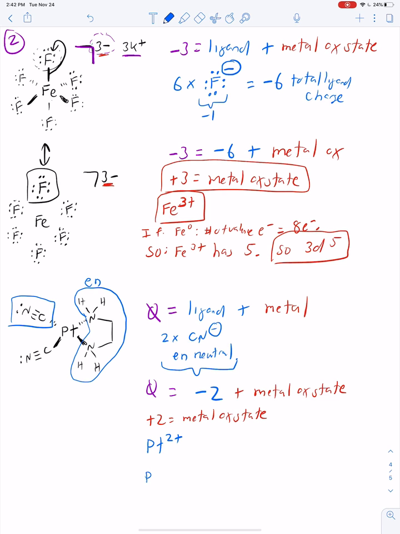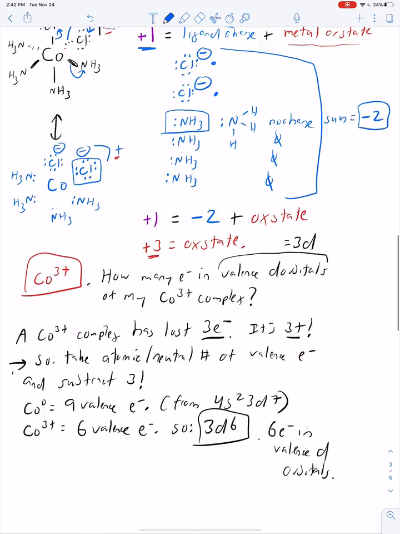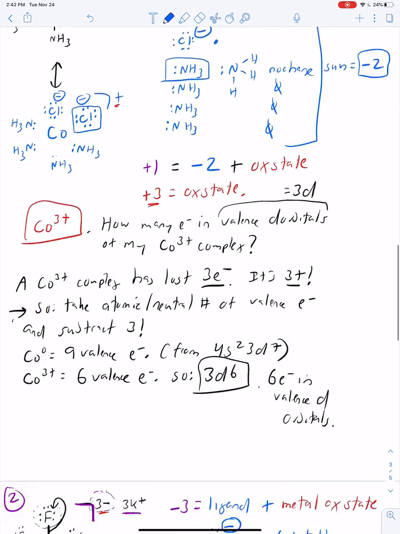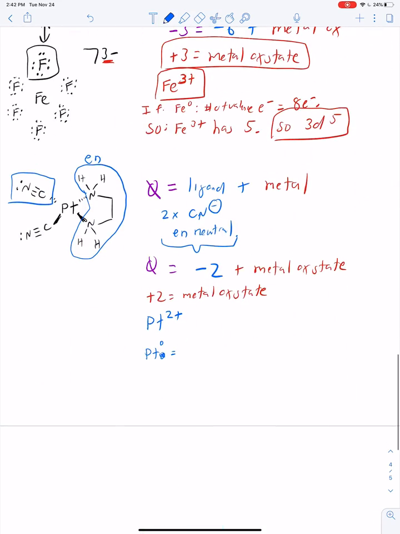Platinum 0, the ground state electron configuration would be, here's platinum, so I've got to count. 1, 2, 3, 4, 5, 6, 7, 8, 9, 10. If I had a platinum 0, that would have 10 valence electrons. Did I count that wrong? 1, 2, 3, 4, 5, 6, 7, 8, 9, 10. Yes, that's right. The fact that this is not blue confused me for a second. Okay, so if I had platinum 0, I would have 10 valence electrons.